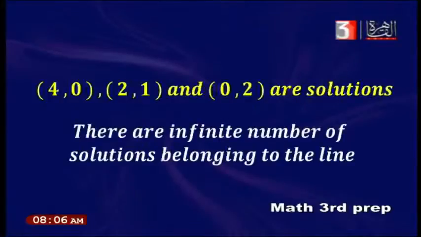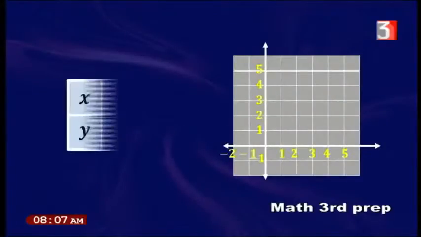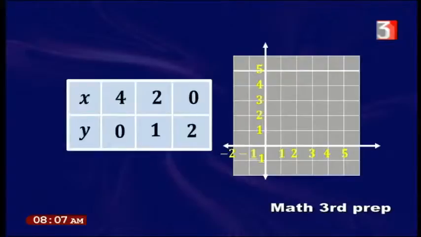There are infinite number of solutions belonging to the straight line. Then try to plot the graph. It is 4 and 0, 2 and 1, 0 and 2. Try to join them all together. You are going to obtain a straight line. As you have studied in the previous term, when it is a linear function, it is represented graphically by a straight line. Then let us have another example.